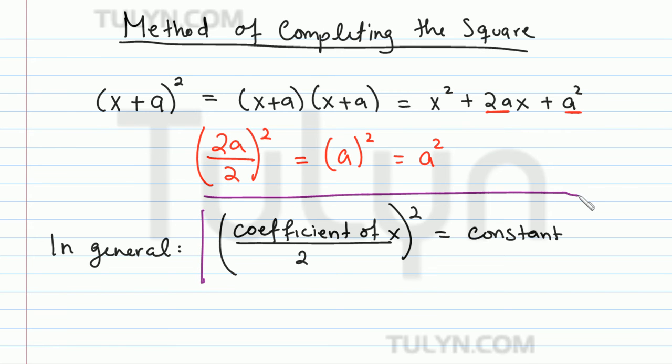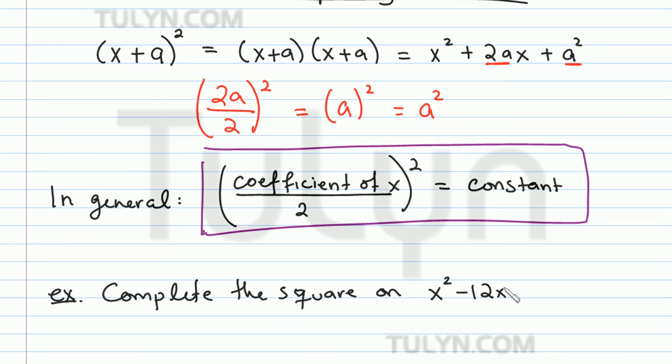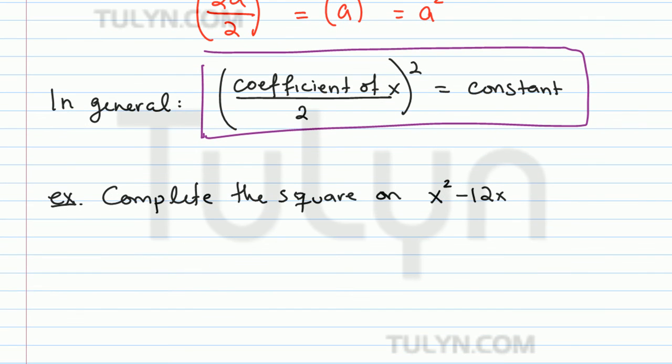So, using this rule, let's do an example. Complete the square on x squared minus 12x. So notice that the coefficient of x is negative 12. So what we want to do is take that negative 12, divide it by 2, and then square the result. So we end up getting negative 6 squared, which is positive 36.